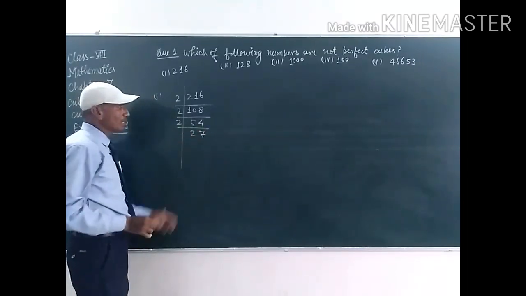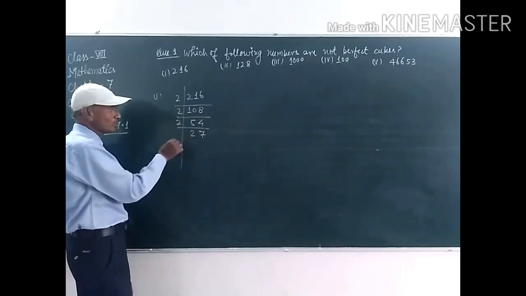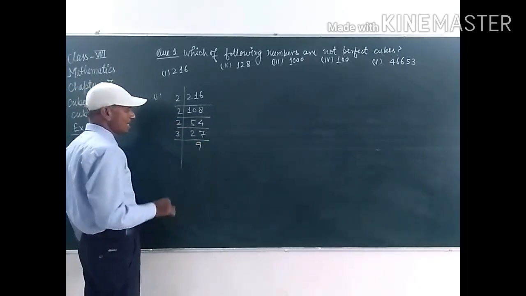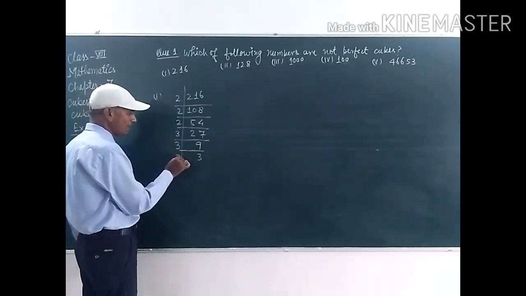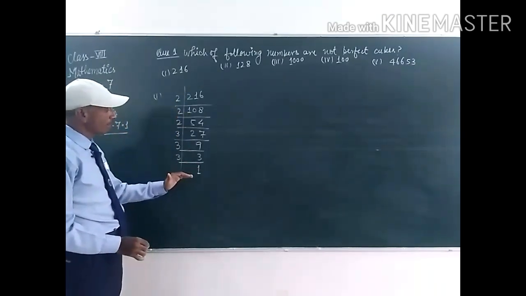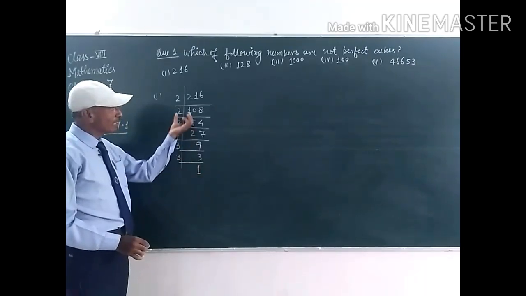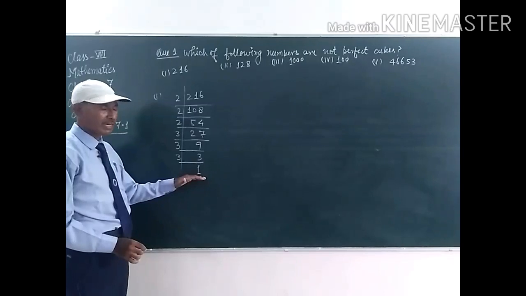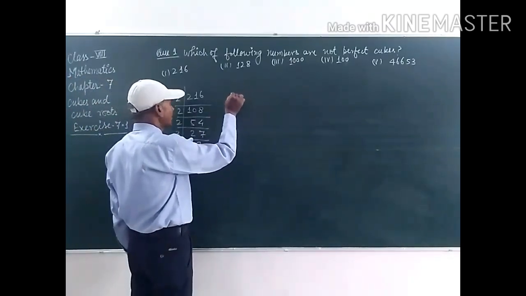Now, this number is 27, student. We have to take another prime number that is next to 2, that is 3. So, 3 nines are 27, again by 3 it is 3, and again by 3 it is 1. We have to do this calculation till 1 comes here, student. Clear?